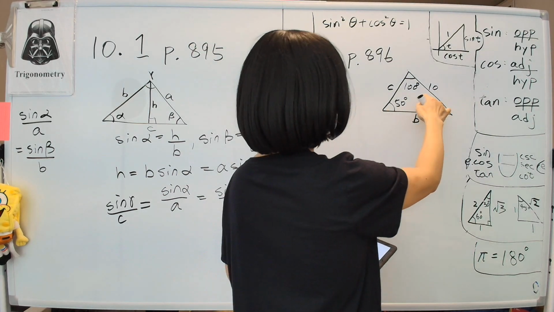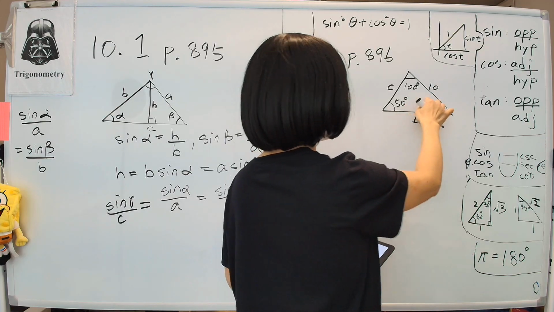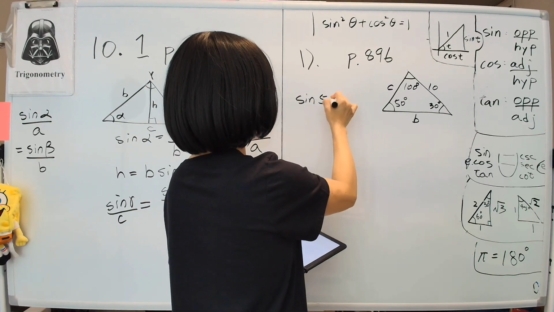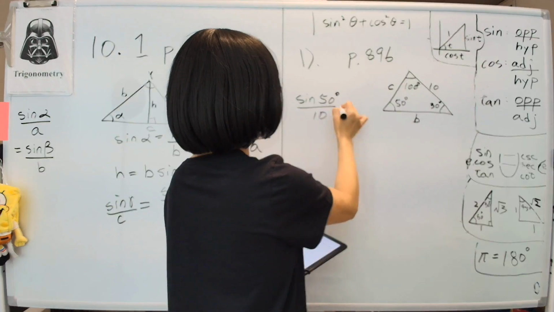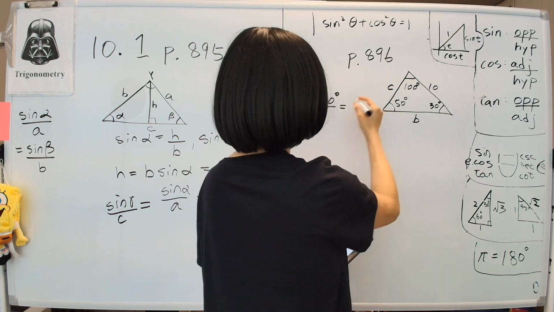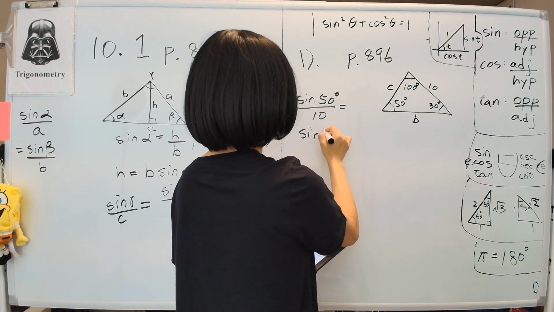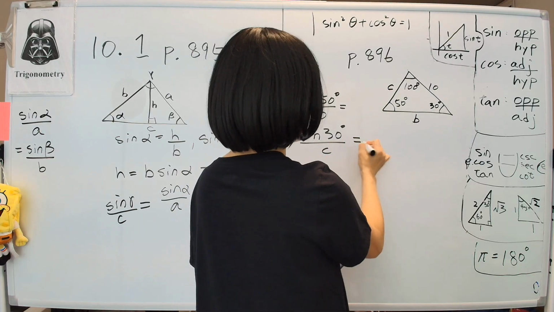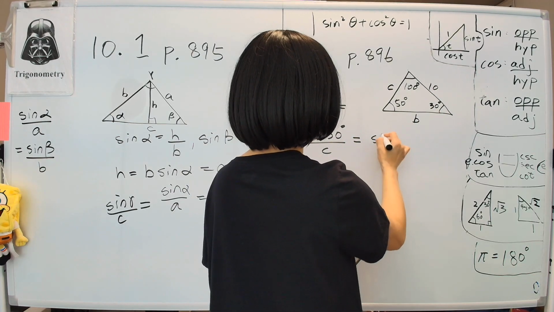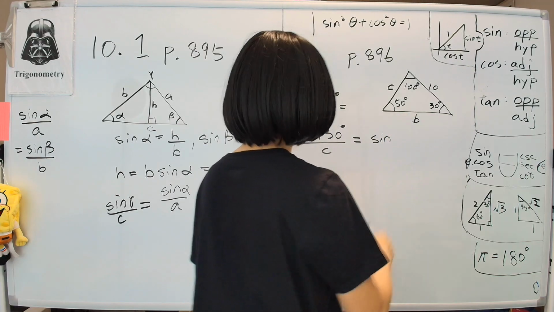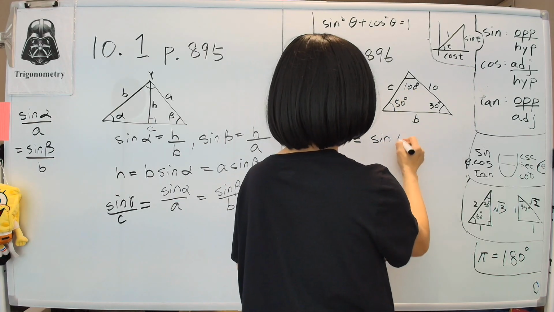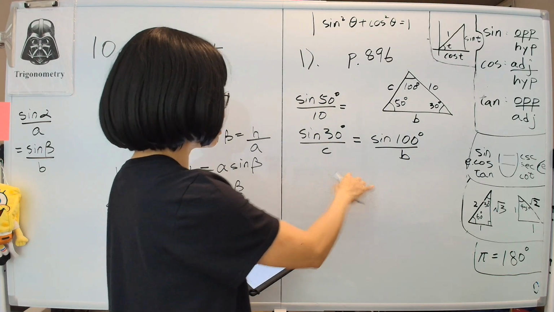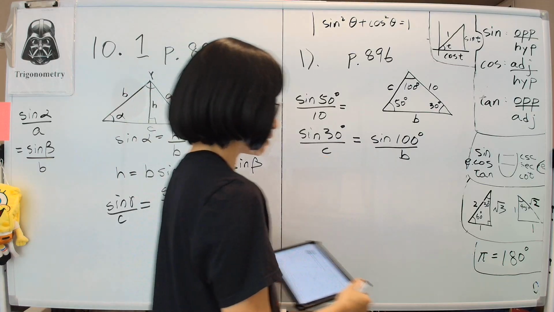Then 10 is opposite the angle 50. So we have sine of 50 degrees divided by 10 is equal to sine of 30 degrees divided by C, and then that also equals sine of 100 degrees divided by B. No, not 50, we already did 50. So from these three equations, we'll be able to figure out what C and B are.